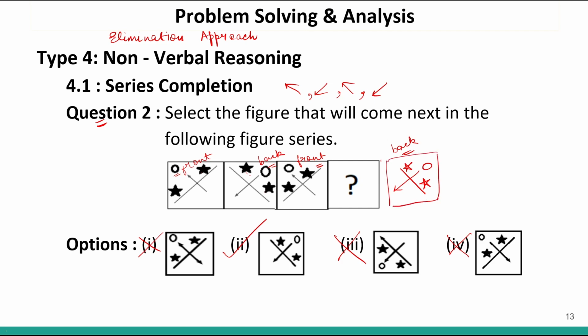So our image will certainly look like this, which is given in option number 2. So option number 2 will be the correct answer. Clear? This is how you solve questions on series completion.